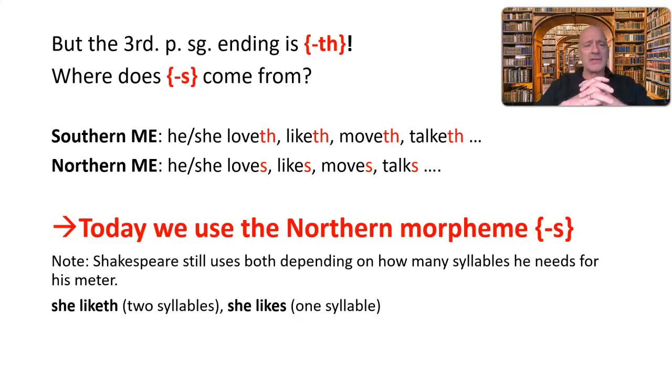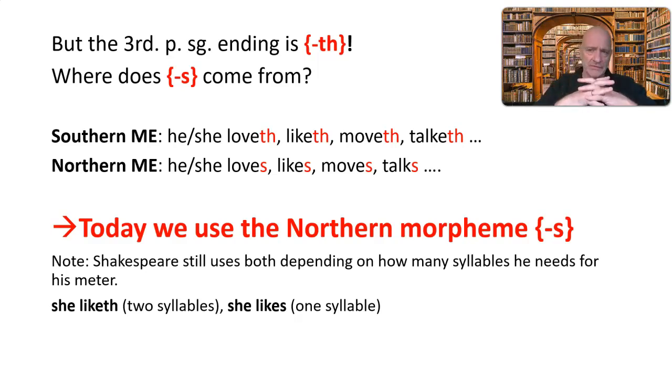So what we have to know is very simple. I mean that there were two varieties concerning the morpheme. So the interdental variety, the th, you may call it, is Southern English, Southern Middle English, if you like, and loves, likes, moves, and talks.